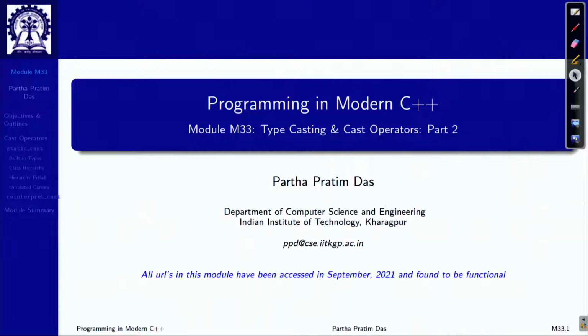Welcome to Programming in Modern C++. We are in week 7 and we are going to discuss module 33.